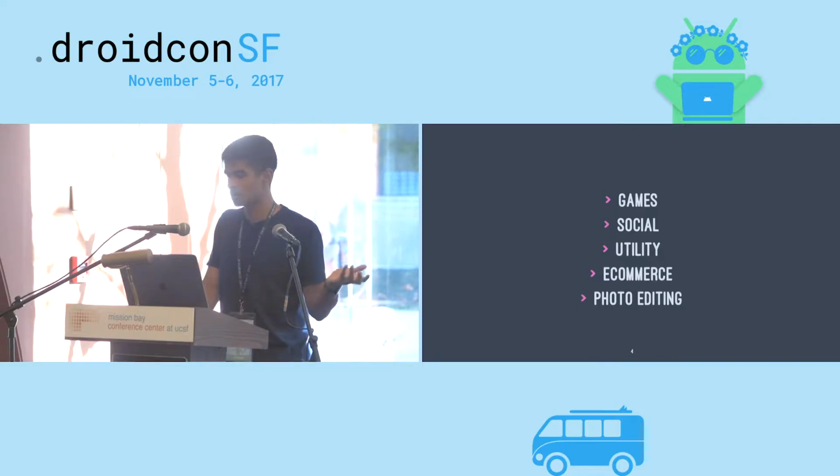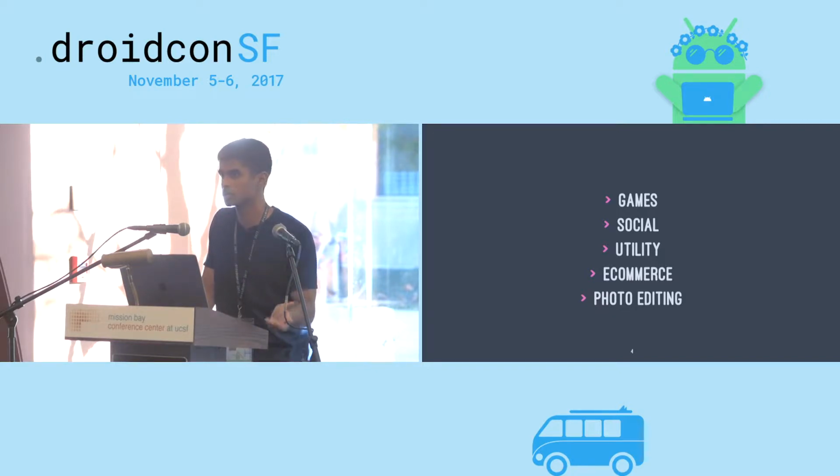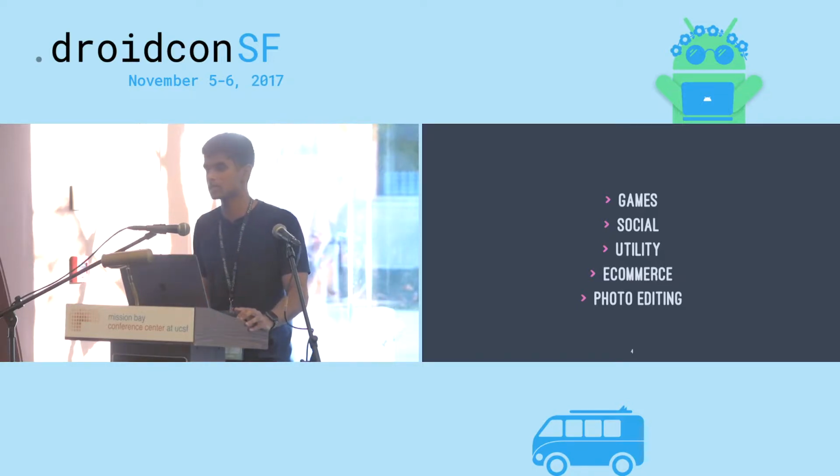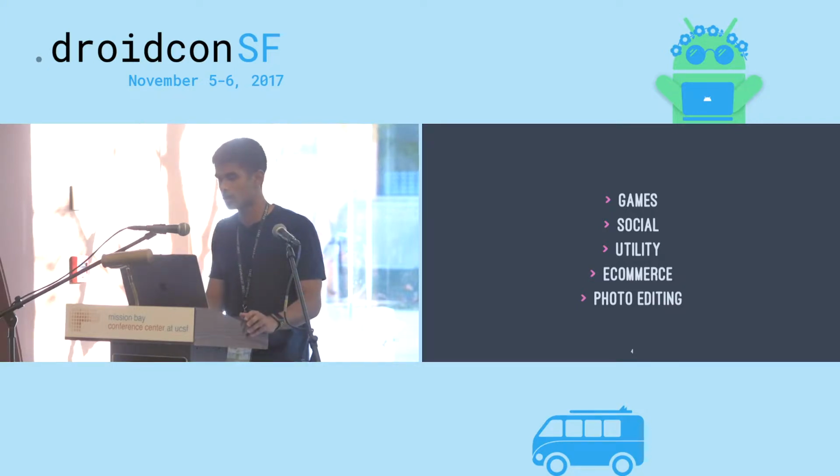Then social apps. Houseparty, obviously, we rely on the camera a lot. Snapchat, Instagram. Utility: Evernote, again, uses it for OCR. Uber uses it if you want to add a credit card. You can just take a picture of your credit card. E-commerce: Amazon uses it to recognize products just by taking a picture, or barcode scanning.